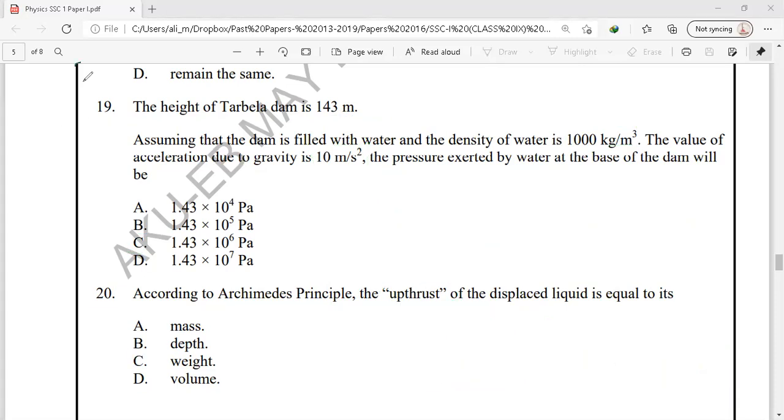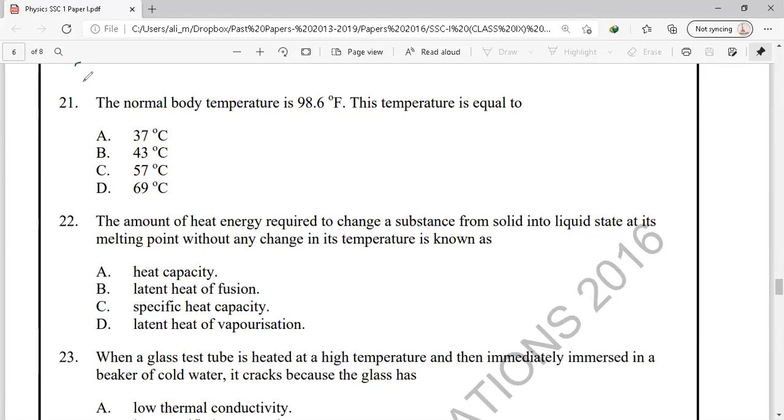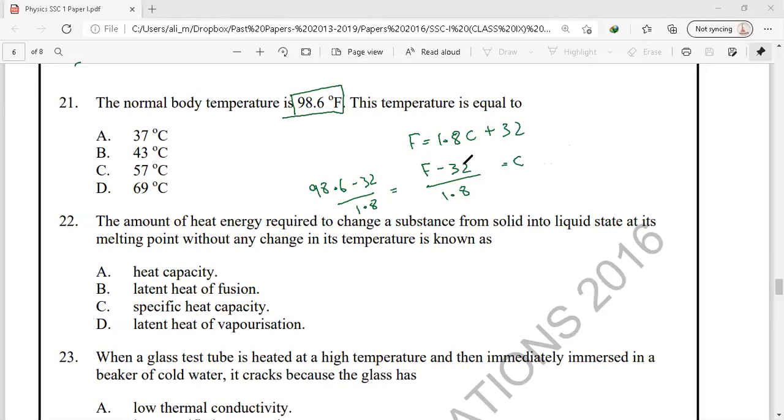Let's move to another question, that is question number 21. In this question, we have a normal body temperature of 98.6 degree Fahrenheit. We have to convert this value into degree centigrade. So this is the expression for the conversion between degree Celsius and degree Fahrenheit.